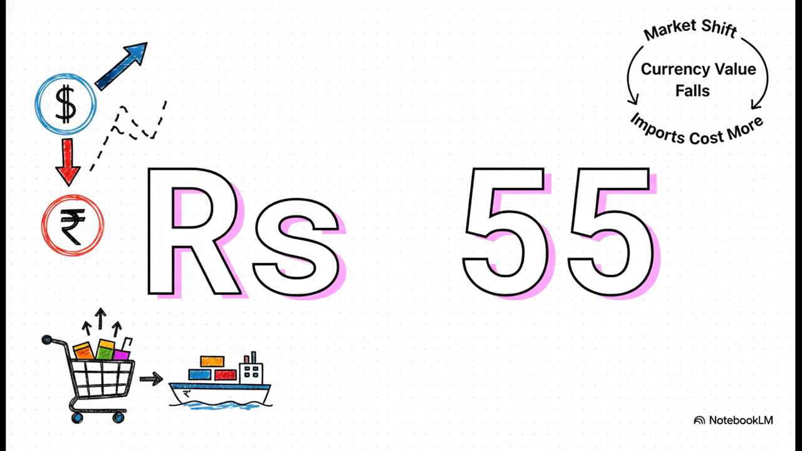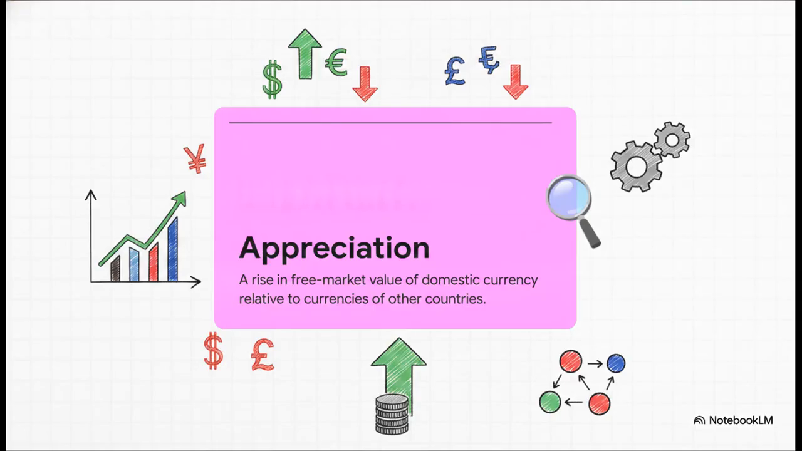Now conversely, we have appreciation. This is defined as a rise in the free market value of the domestic currency. Again, notice the underlying system we're talking about. This happens out there in the foreign exchange market, driven completely by demand and supply. Whenever the market naturally pushes your currency's value up, it appreciates.